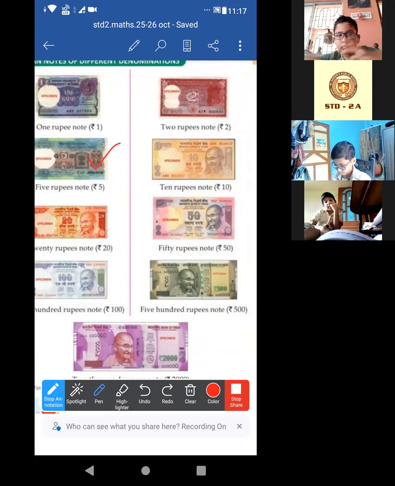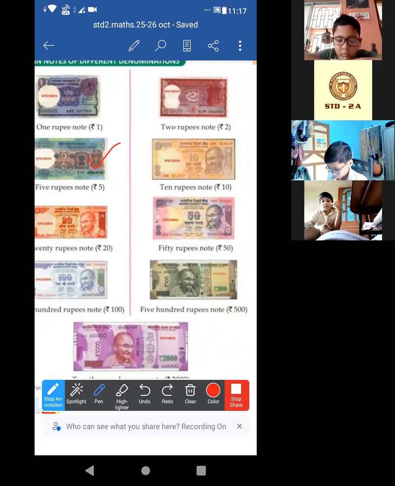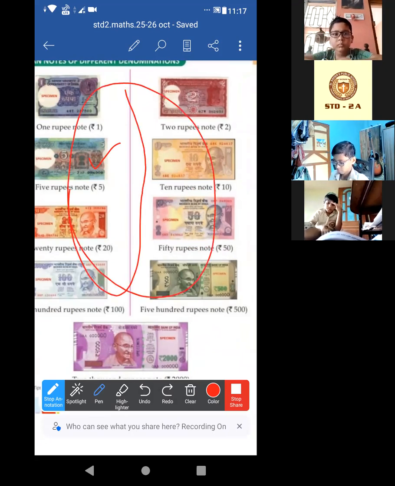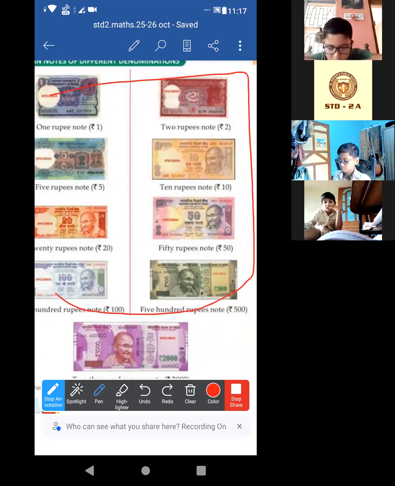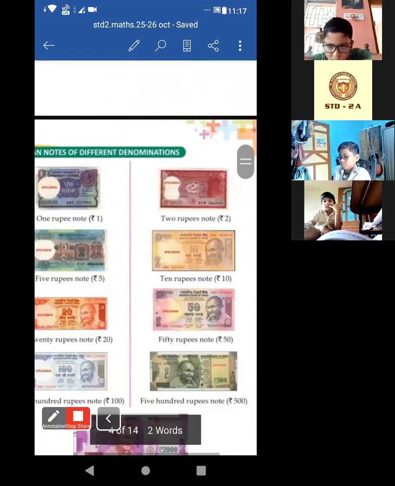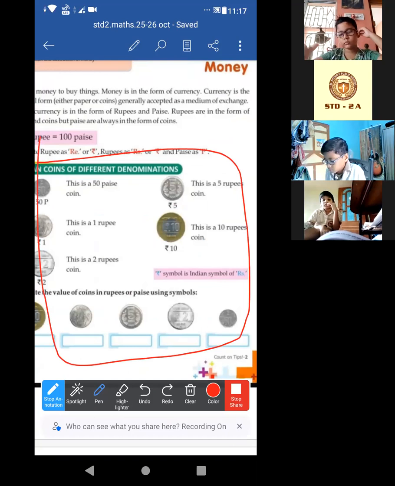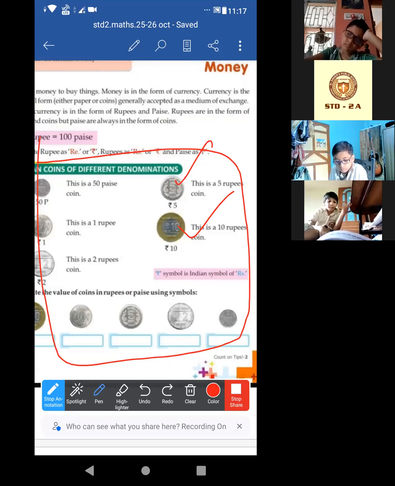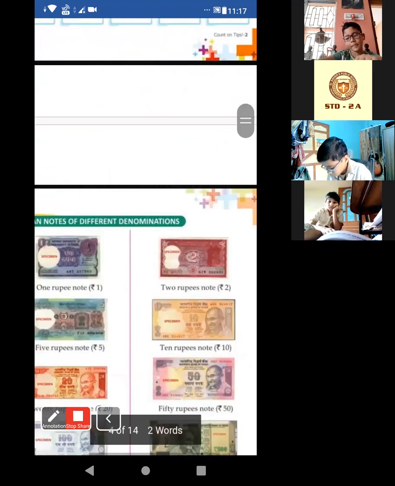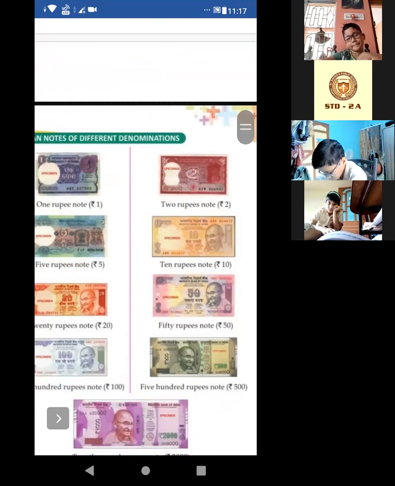So what to do for these notes and coins? You will have to just make a revision of this page. This total page and this page. Because I cannot draw these coins and notes. It is already given in the book. So you will have to just go through these 2 pages, 106 and 107, at home.